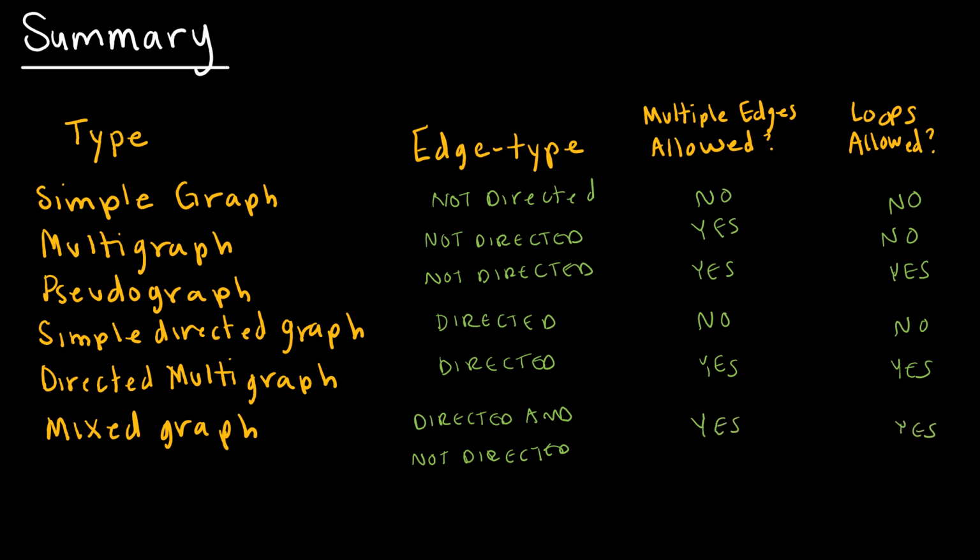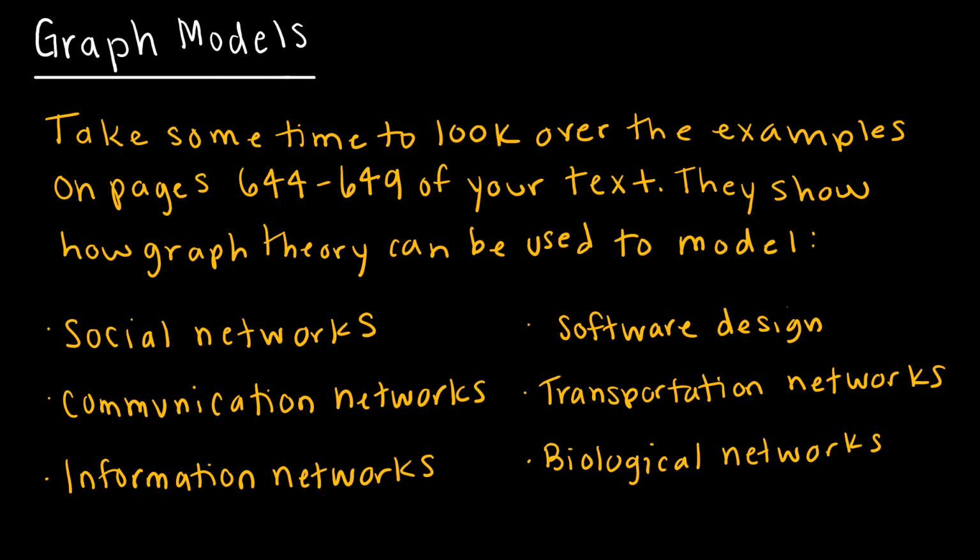So that's a quick summary of the types of graphs that we've been introduced to. We're going to spend quite a bit more time on graphs in our next lesson, so this was just a brief introduction. I did not go through all of the graph models, so your textbook does a great job of talking about some of the different ways that we can use graph theory in social networks, communication networks, information networks, software design, transportation networks, biological networks, etc. So I suggest that you take a look at some of those examples in the second half of section 10.1.